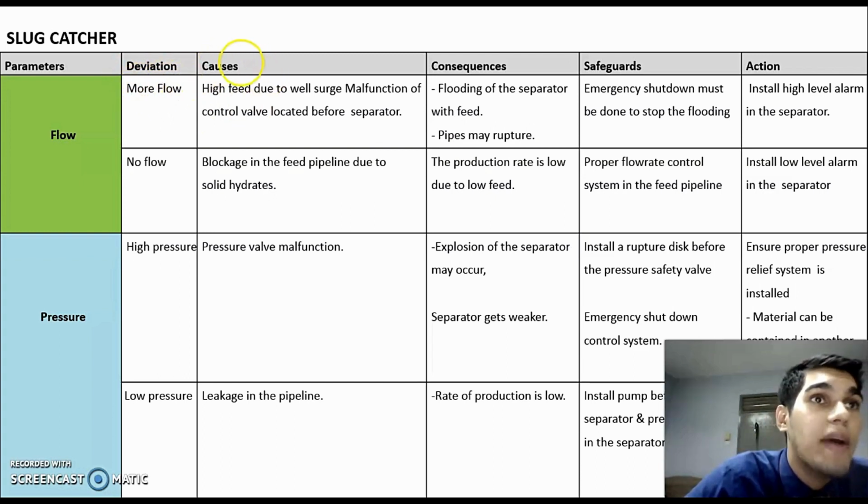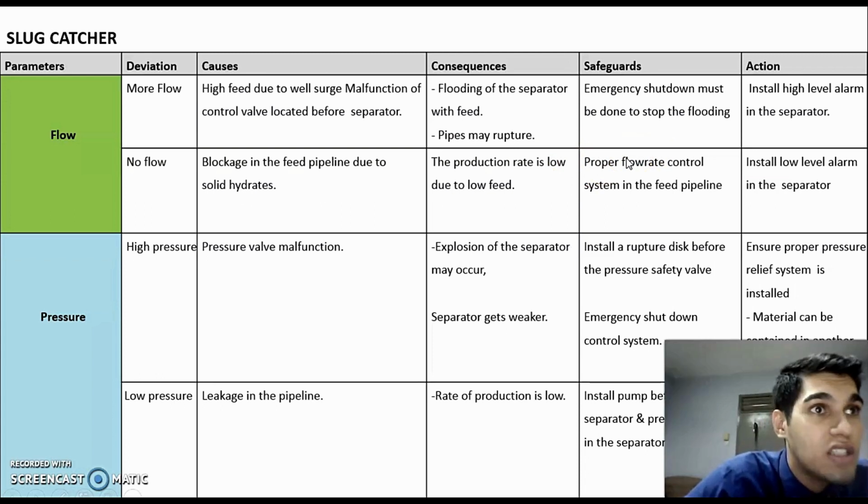Therefore, the best safeguard would be to have an emergency shutdown system or a relief system which would mitigate the extra feed elsewhere. Moving on, if there is a less or no flow, this may be due to blockage in the feed pipeline, due to solid hydrates or thick slug. This would cause the separator to be inefficient and production rate to be low. The best safeguard to this problem would be to have a proper control system in the feed line, so any major reduction in the feed can be noticed.